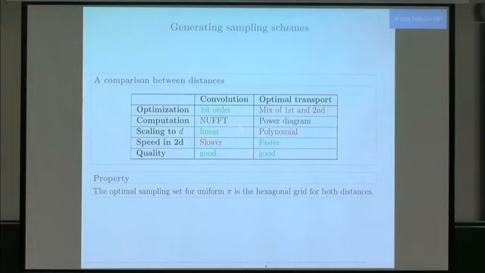The convolution is slower in 2D, so if you want to do 2D, I would advise this type of approach. And the quality of the result is good in each of the approaches. And there is a nice property that if you look at the global minimizer of these functionals, when you take a uniform pi, you get the hexagonal grid. So you get the best sampling pattern for the linear reconstruction theory.